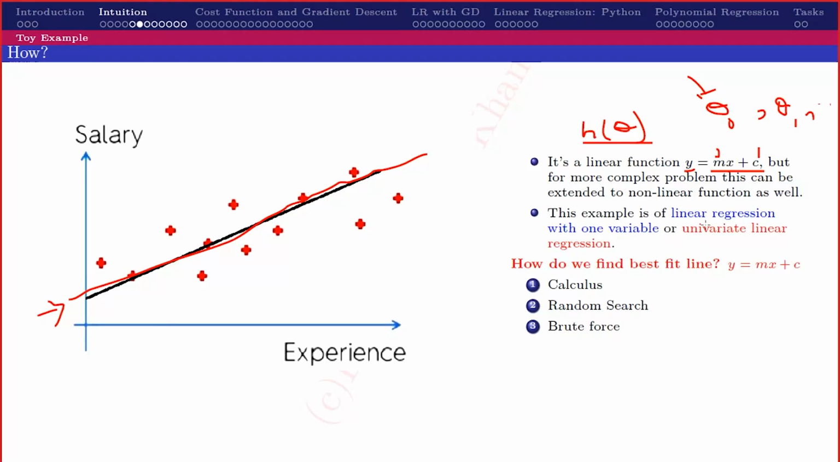So this is an example of linear regression with one variable, as I told you before, and this is also called univariate linear regression. This is just a fancy name for saying there is one variable. We could have multivariate linear regression as well. So now I'm going to ask you, if I give you this kind of data and you want to fit a line, how can you fit a line? Either using knowledge of calculus, or random searching for a line, or brute force. What would be your answer?